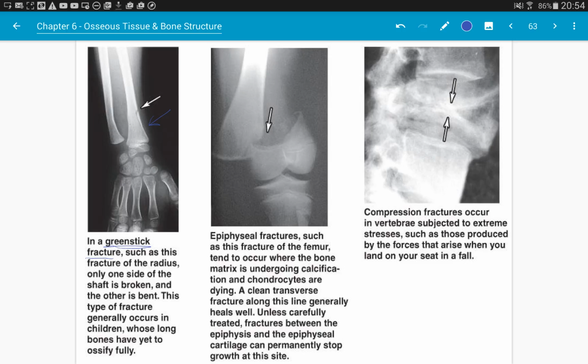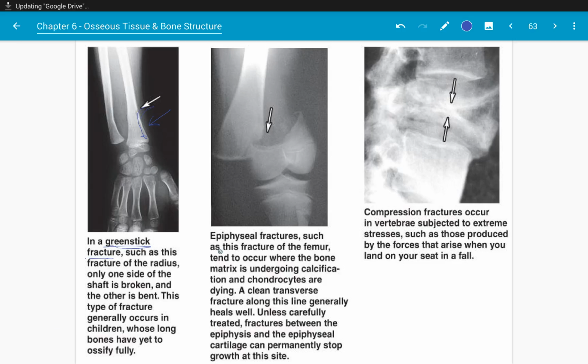And so we get that same type of effect we'd get with a green branch if you tried to snap it. So only one side of the shaft would be broken, or have a part broken off or a part attached and kind of like a sliver off, and the other part's kind of bent a bit. And so yes, this happens mostly in children, as I mentioned.